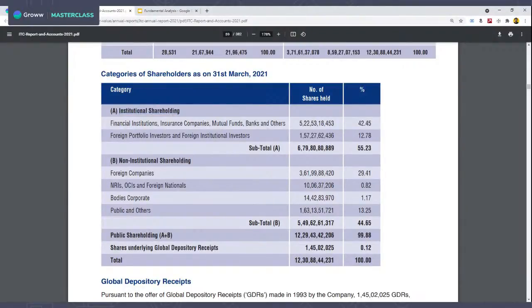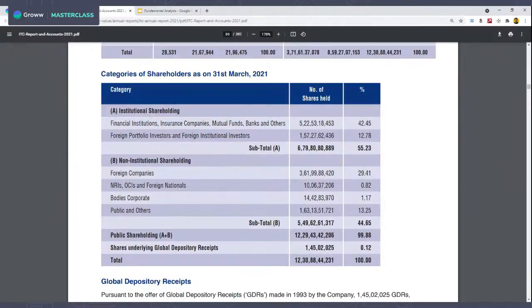Now, categories of, look at this, very clearly look at this, right? Institutional shareholding. Who comes under institutional shareholding? Insurance companies, mutual fund companies, banks who want to invest in the stock market, other big financial institutions, they all invest in ITC and they hold approximately 42% as of 31st March 2021. Very simple, right? Now, other people, so for example, apart from these people, 12% are held by foreign portfolio investors, not Indians. Okay, foreign portfolio investors and foreign institutional investors. So big foreign investors are investing in ITC. That comes to around 12%. So 55% is basically institutionalized shareholding.